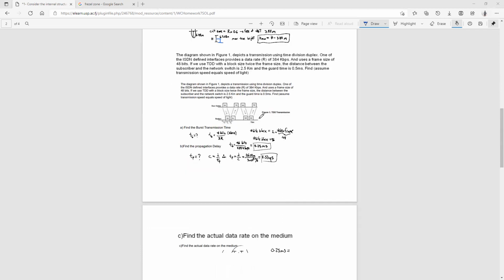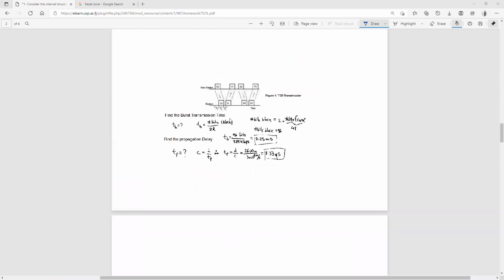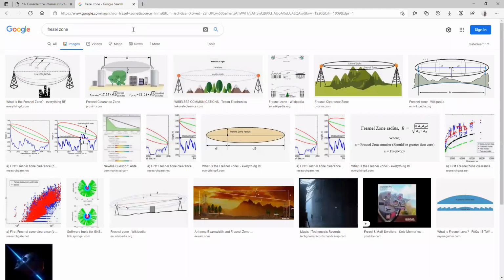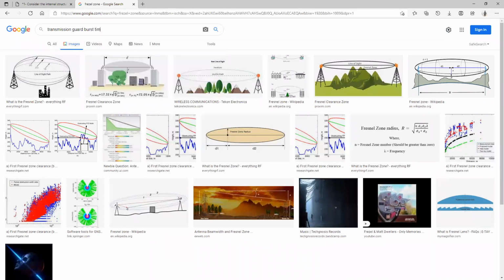So we need to find a. This part is actually repeated over here, so I should have used this bigger part. Anyway, this is the same thing that is repeated over here. So we need to find the best transmission time. Before that, I think I'll find this image. It's up here. Transmission time, guard time, and burst time, right?